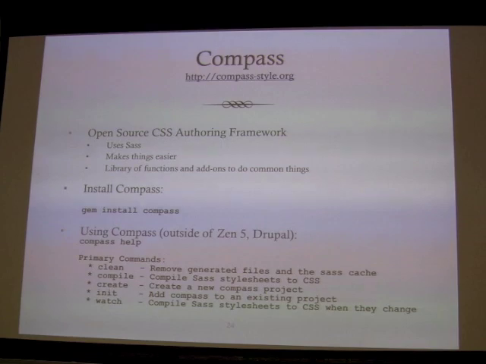The only two commands I ever use in working with Zen 5 are Compass Clean, which basically just wipes the slate. It'll just delete every CSS file that you have. And then Compass Watch, which is just a way to say, watch this folder, and anytime I make a change, spit out the associated CSS file. Compass Watch is just an amazing thing. Once you start using it, I pretty much launch it and I leave it running for weeks on end.